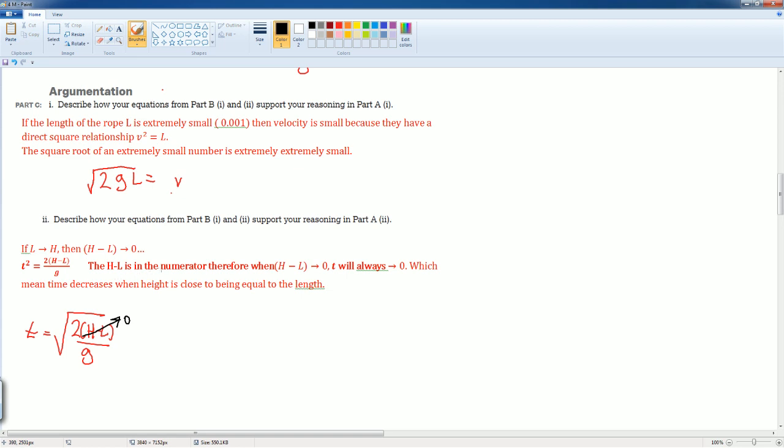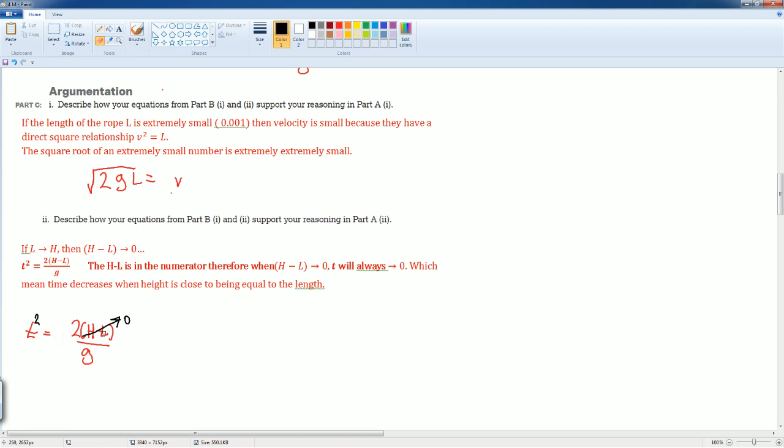Notice that h minus L is actually in the numerator. So this is how I looked at it. I took out the square root and still put a 2 here. Okay? So I didn't look at the square root. I looked at the squared term, right? And notice, h minus L is in the numerator, which is on top, and it goes to 0. If that goes to 0, t will also go to 0 much quicker because it's squared, which means that time will decrease as height gets closer to L.